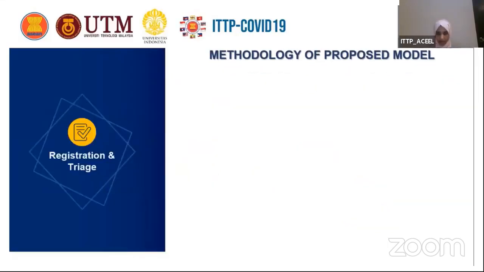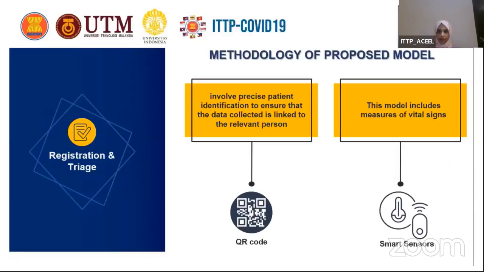For registration and triage, as we know, registration is the initial step in the emergency department, which is a critical process because patients must have a precise identification to ensure that all the data collected is linked to the relevant person. So the model is based on patients receiving a QR code, in the form of a bracelet or tag, when they arrive at the emergency department. The model also includes measures of vital signs, which is crucial for the triage process, and this will be done by using a wearable smart sensor.